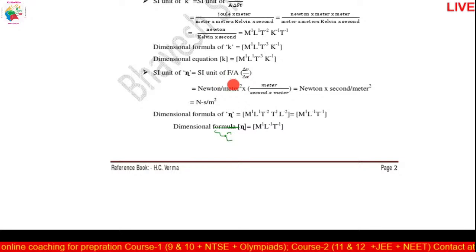So SI unit of force is Newton, SI unit of area is meter square, SI unit of change in velocity is meter upon second. Okay, now SI unit of distance is meter. So cancel out meter to meter, you will get Newton into second upon meter square. So this is the SI unit of coefficient of viscosity, Newton into second upon meter square.